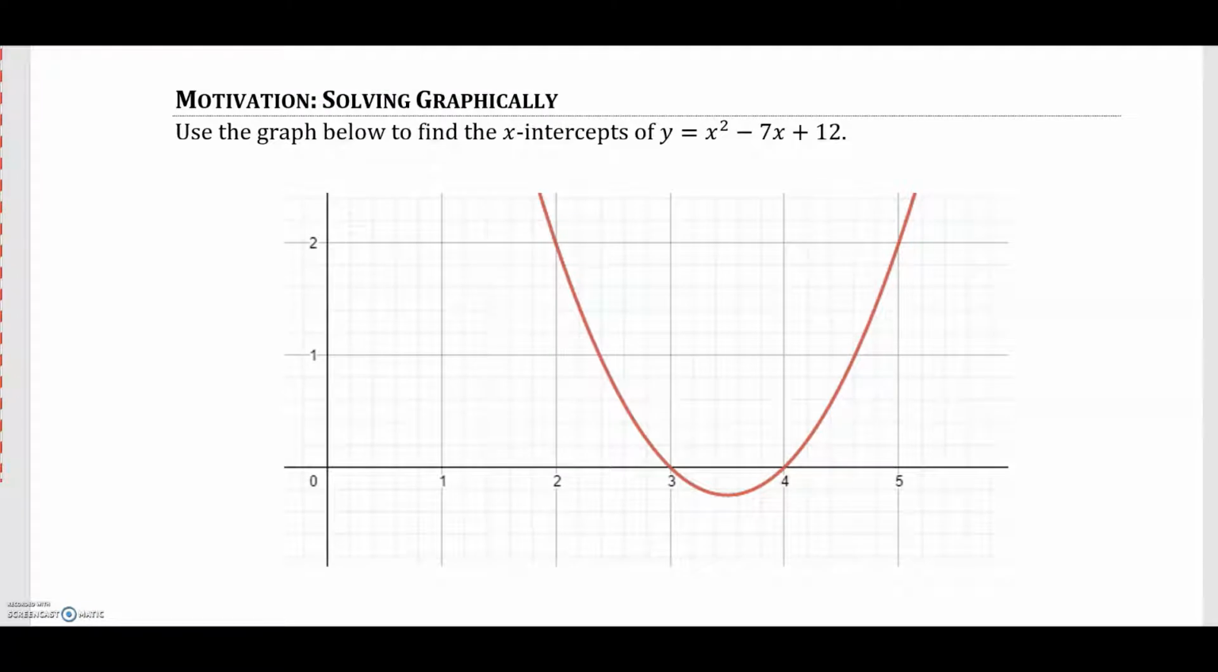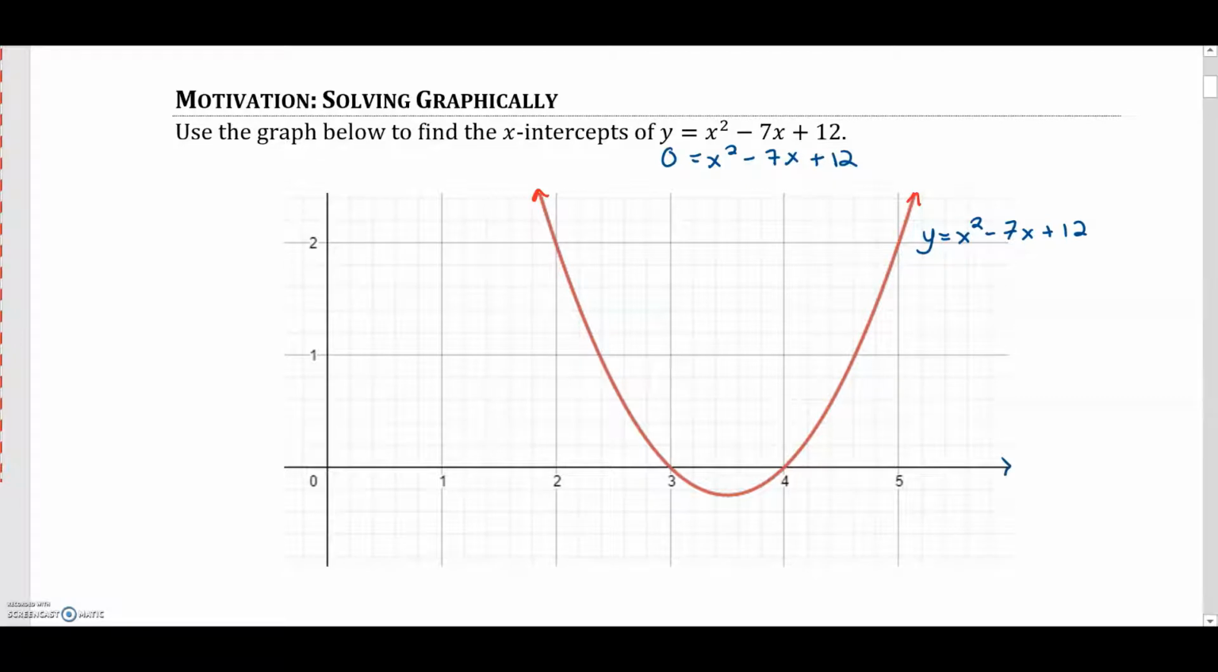Before we jump into discussing the methods for solving quadratic equations, I want to talk about what a quadratic function looks like graphically and what these solutions look like that we're talking about. Here we have the graph of y is equal to x squared minus 7x plus 12. We were asked to find the x-intercepts of this equation. That means that we want to find the values of x where y is equal to 0. Therefore, we're solving the equation x squared minus 7x plus 12 is equal to 0.